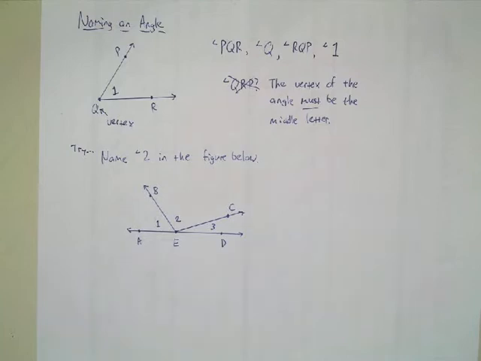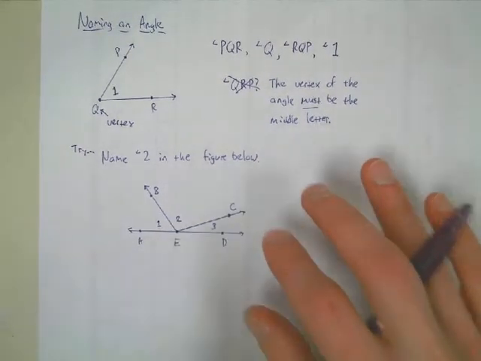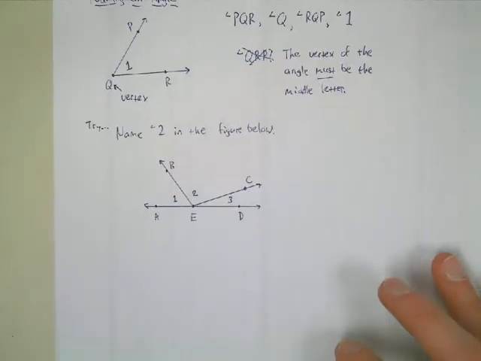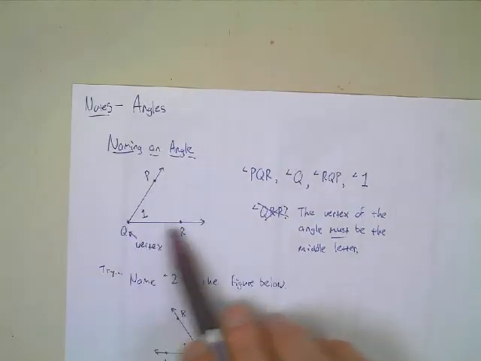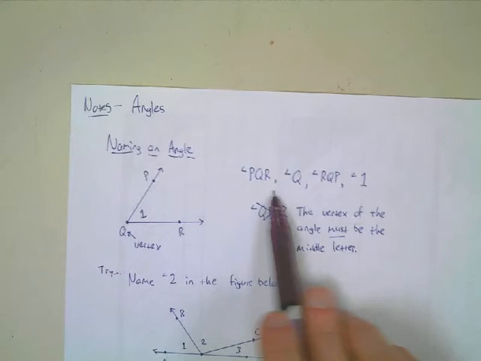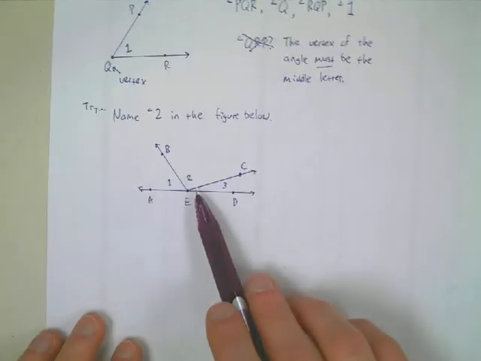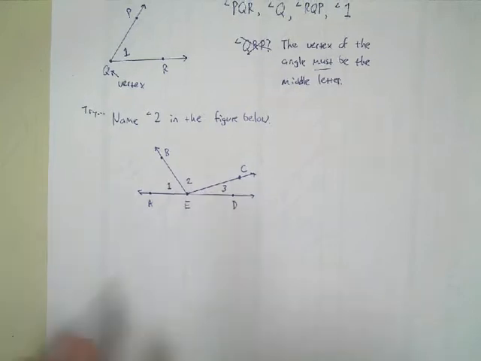All right, so Thomas, you got another name for me here for angle 2? What can we call that? Okay, so, right, that's a way to describe it, but give me a name. For example, when we talked about this angle, I named it angle PQR, or we also said we could call it angle Q, or we could call it angle RQP. What could I call this angle 2? Right here, what letters could I use to name it?